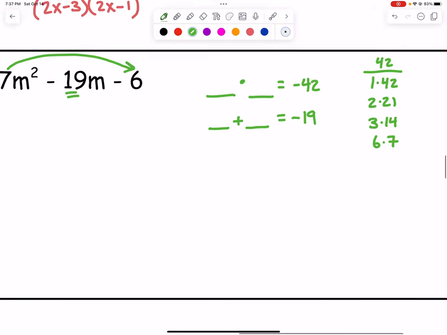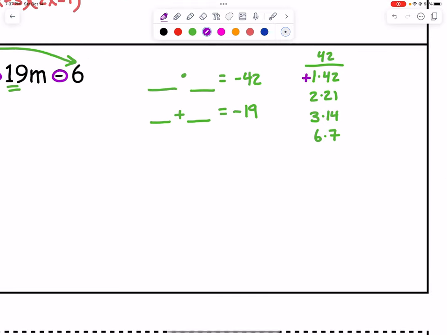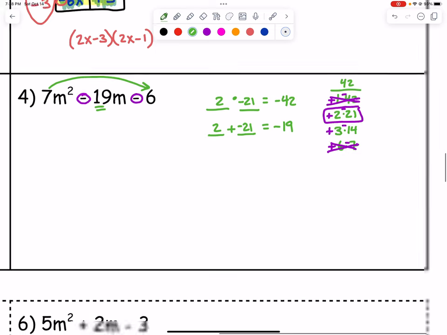Then let's take a look at our sign rules. We have a negative c, so the signs are going to be different, and the larger number needs to be a negative. So positive, negative, positive, negative, positive, negative, positive, negative. So knowing what our signs are can help us pick out the right pair. Out of this list, which ones would add up to negative 19? So these are too far apart, these are too close together, and these two right here are just the right amount apart. So we have 2 times negative 21 gives us negative 42, and then 2 plus negative 21 would give us negative 19. So let's draw a box and fill it in.